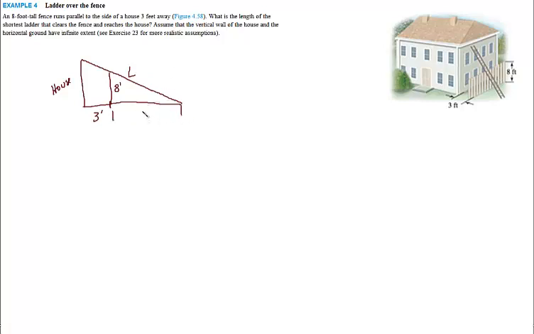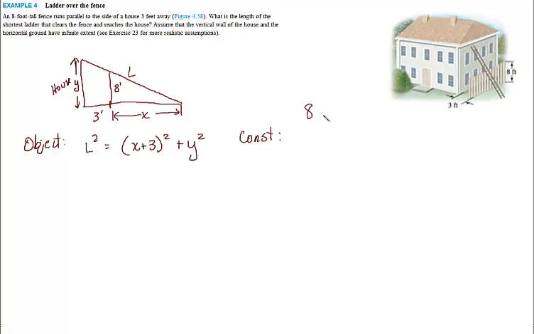So let's give ourselves some variables here. If I call this x, and I call this distance here y, my objective function is going to be L squared equals x plus 3 quantity squared plus y squared. A constraint, I've got this little triangle inside that big triangle, so I can use similar triangles here. So for my constraint, 8 foot is to y as x is to x plus 3.